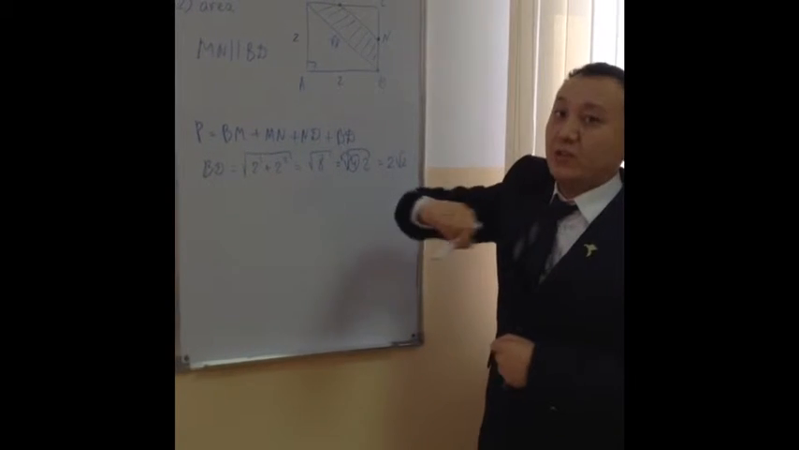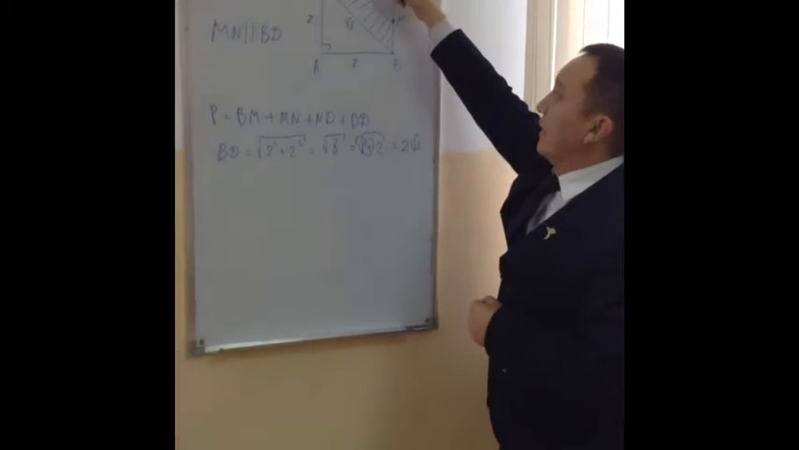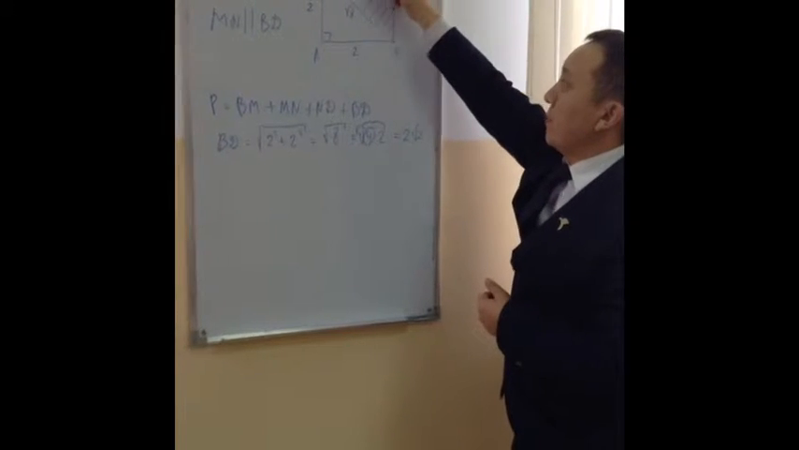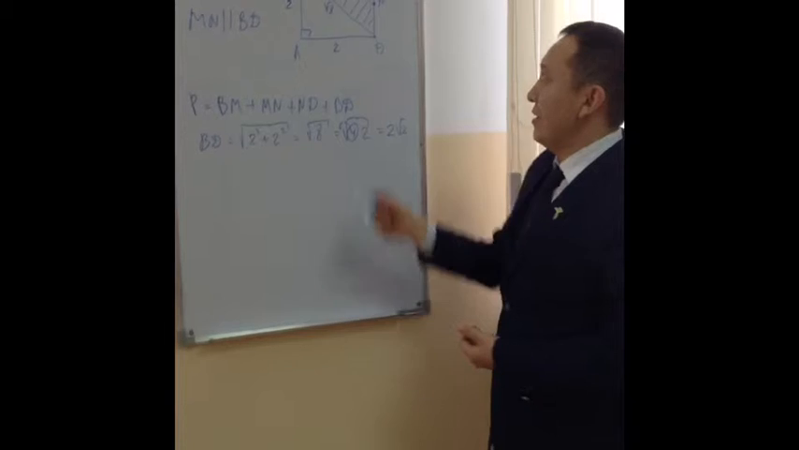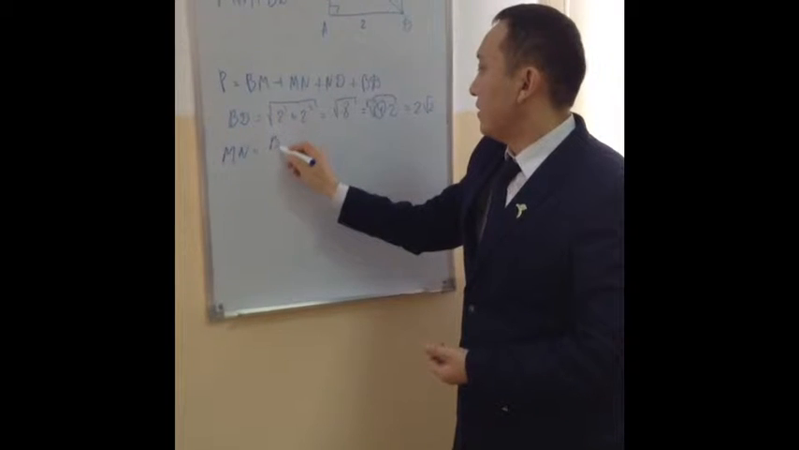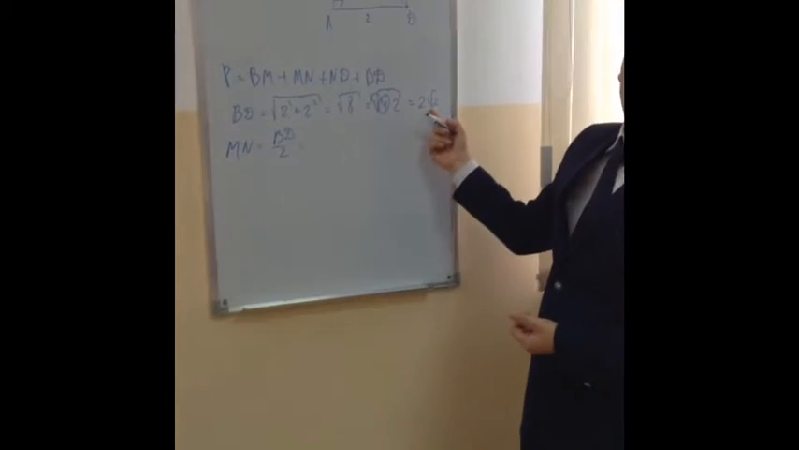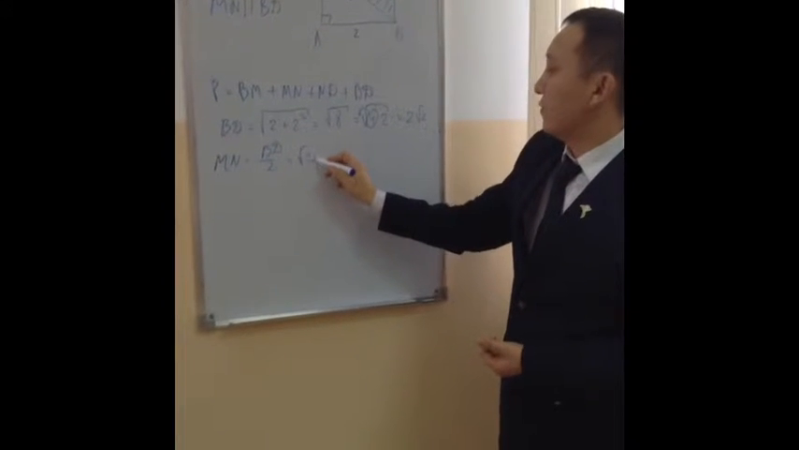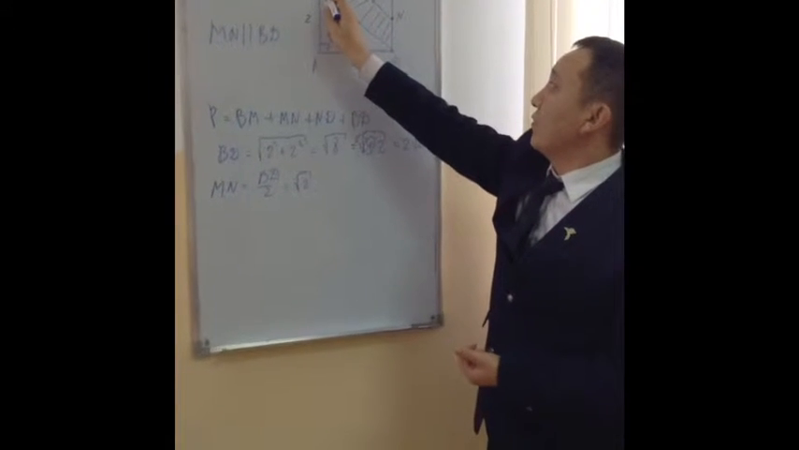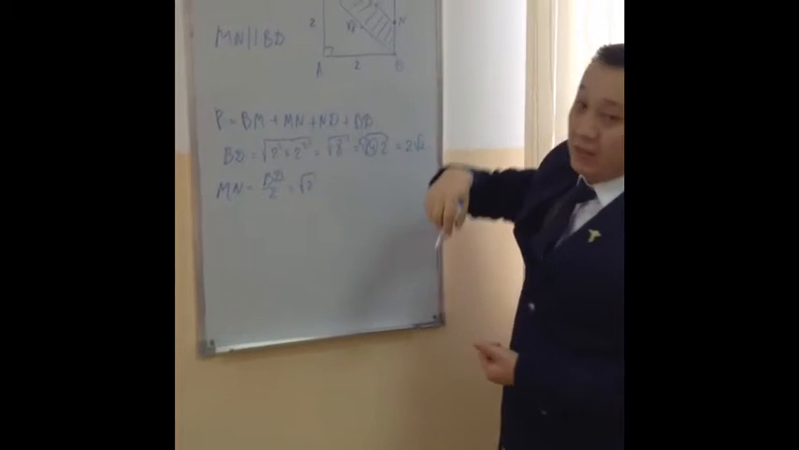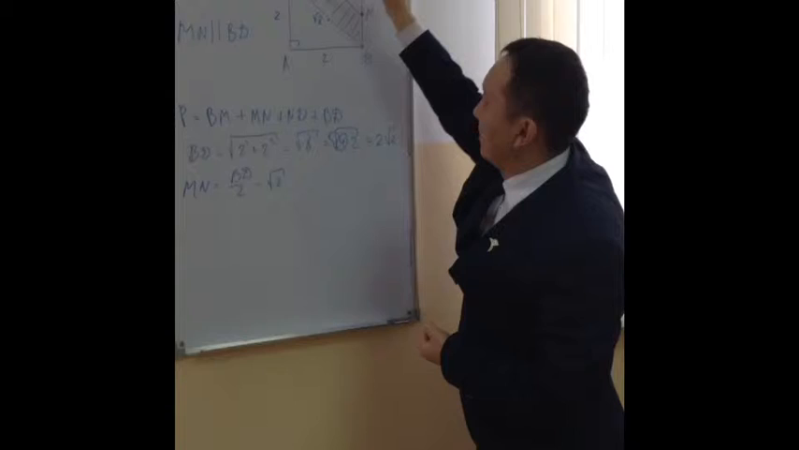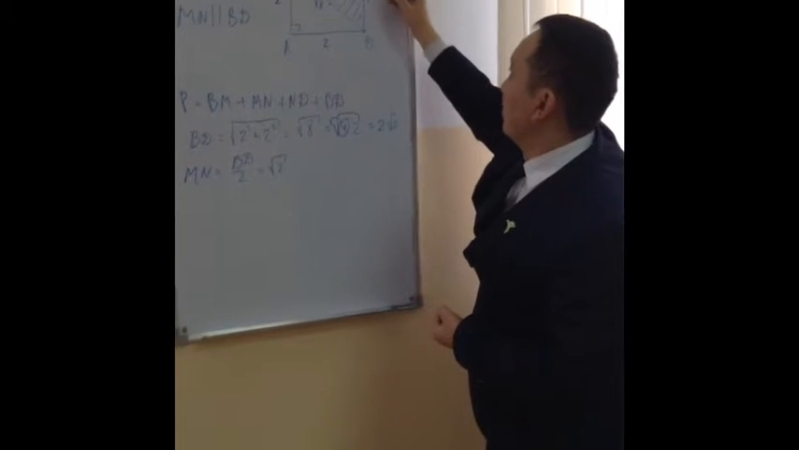And MN, as I told before, is the midline of this triangle. And according to the theorem, the midline of a triangle is always parallel to the base and equal to half of it. So MN is half of BD. So MN equals BD over 2, or 2 root of 2 divided by 2, which is root of 2. We found this side. Now we are going to find BM and ND. Again, according to the given task, M and N are midpoints. It means that they are right in the middle. So MC and BM are equal to 1.